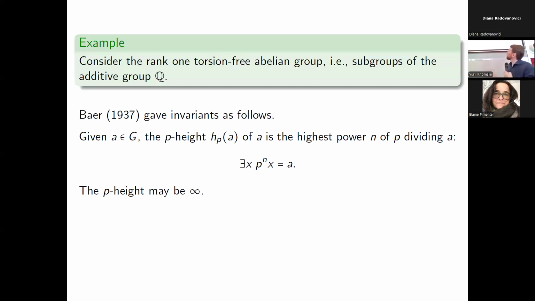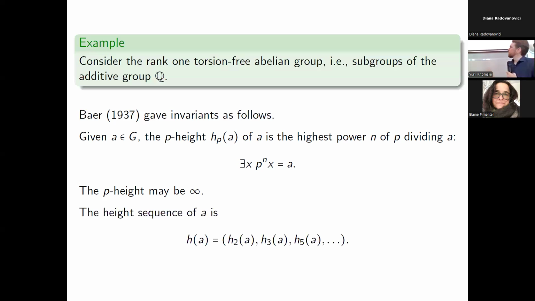For example, in the integers, if you take the number 6, then the 3-height will be 1 and the 2-height will be 1, but all the other heights will be 0, because you can divide it by 2 once and by 3 once and by no other prime. In the rationals, everything is going to have height infinity because you can divide everything by every prime as many times as you want.